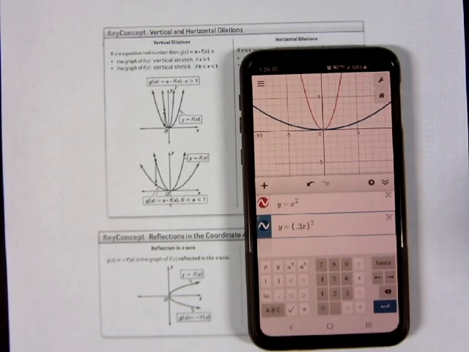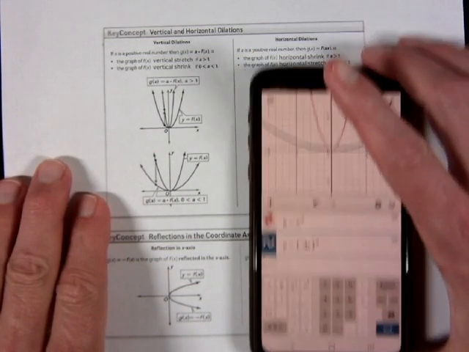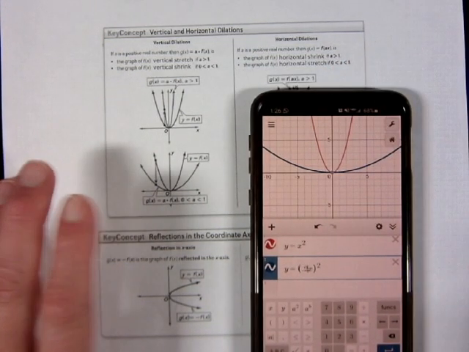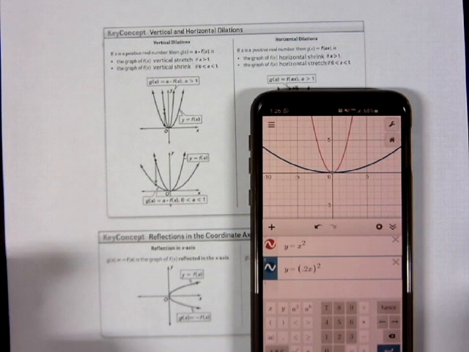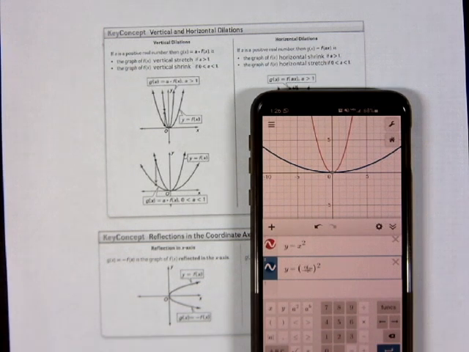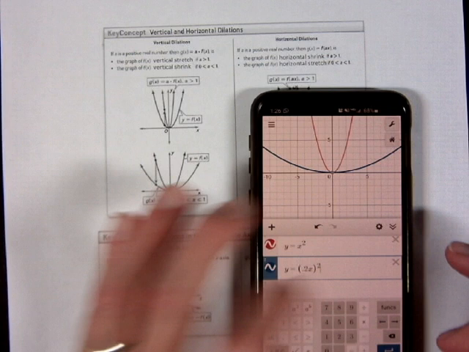Okay? And so the vertical and horizontal stretch and shrink can sometimes appear to be the same way on the graph, but the way you can tell which one has occurred is by looking at the equation. All right?